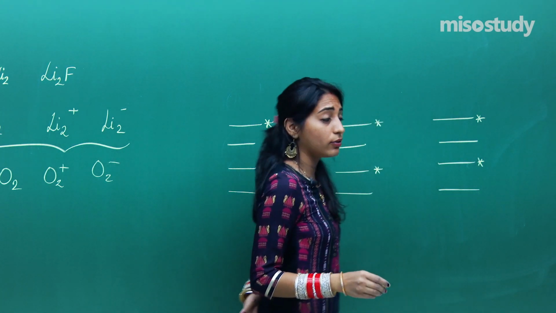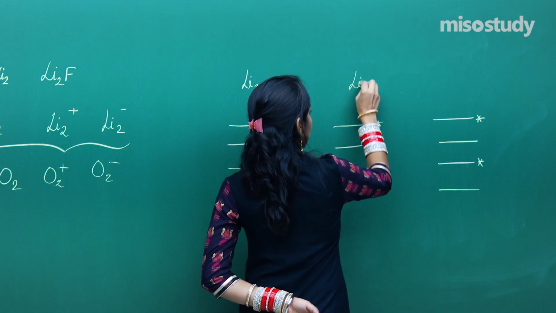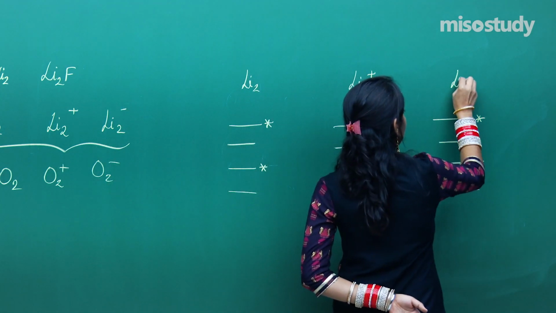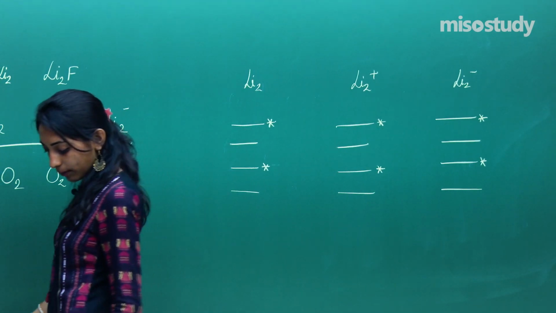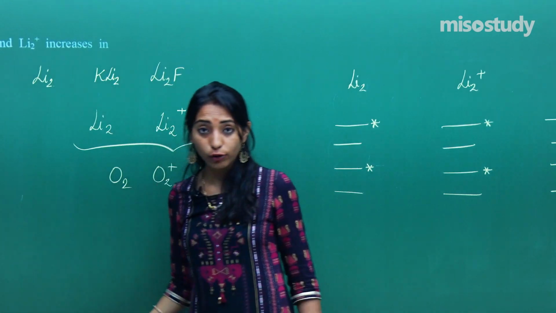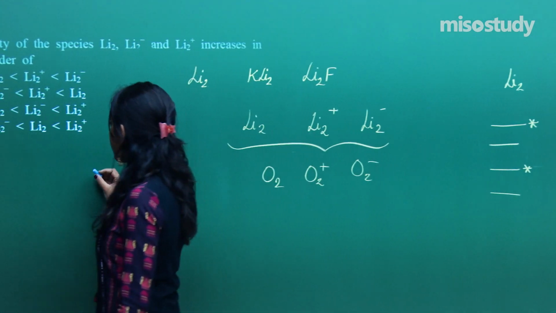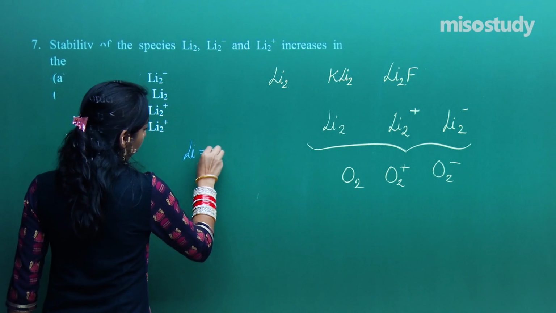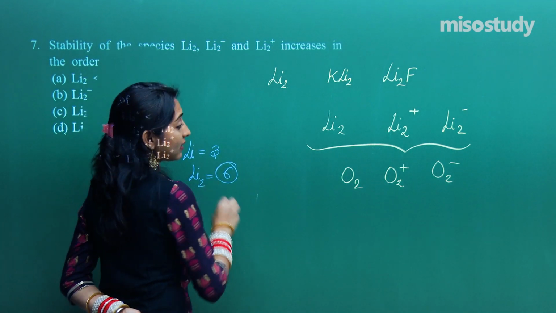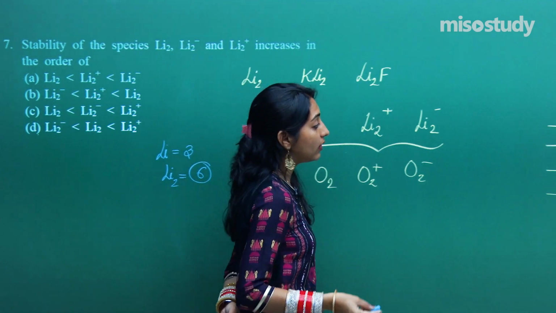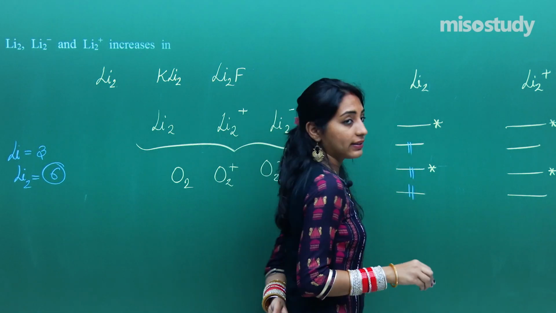Right? Now let's do the numbering. Let's draw it for lithium, Li2 plus and Li2 with a negative sign. So when I am drawing Li2 plus and Li2 minus, how should I move on? Lithium has how many electrons? Atomic number 3. So Li2 will have a total of 6 electrons, right? Let's fill 6 electrons. 1, 2, 3, 4, 5, 6.